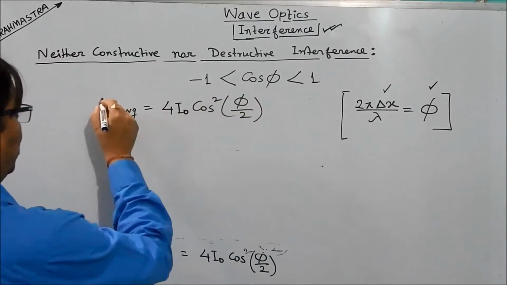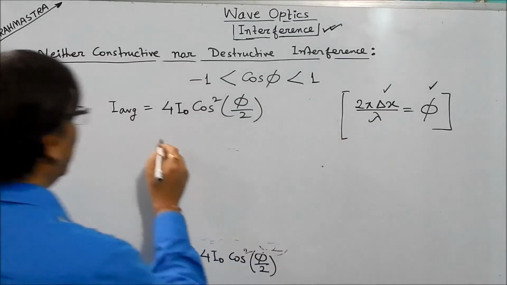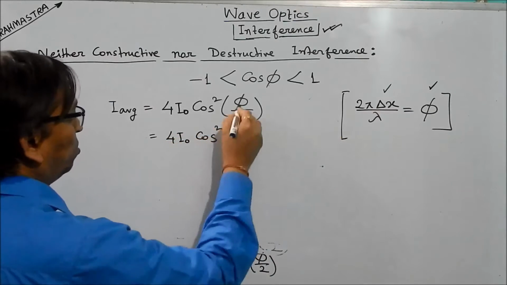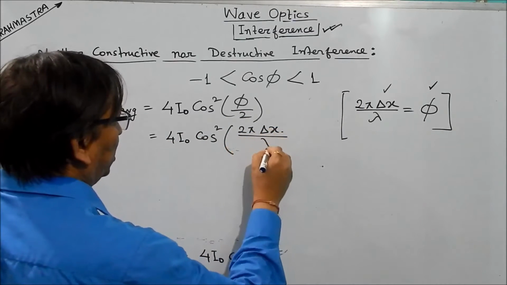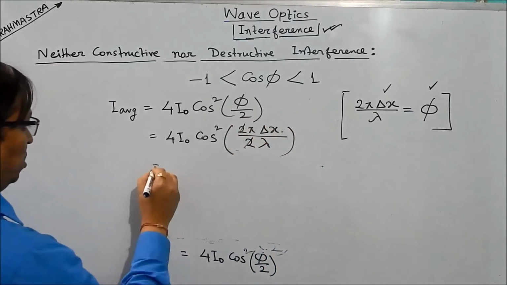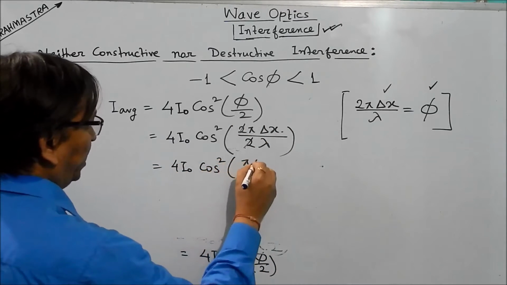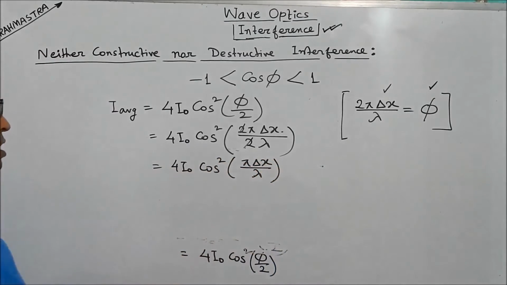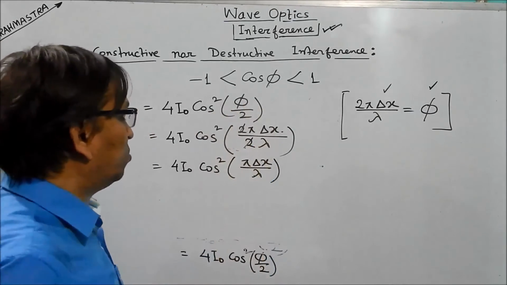So this is the I average that you will get, and if you put phi equal to 2 pi delta x by lambda, then you will get 4 I0 cos square, and the 2 in the denominator cancels the 2, so you will get 4 I0 cos square pi delta x by lambda. So this is the case that can be obtained if the value of phi is in between -1 and 1.